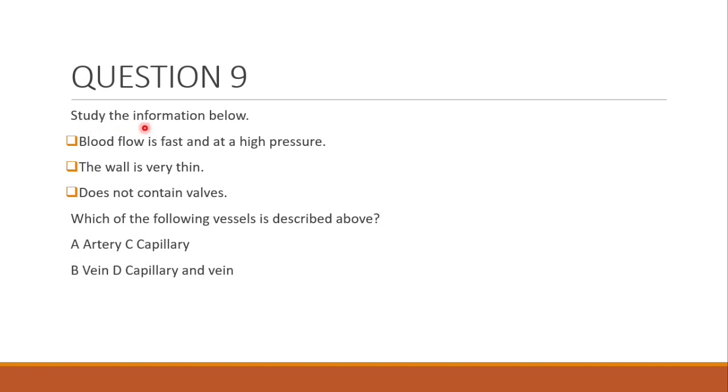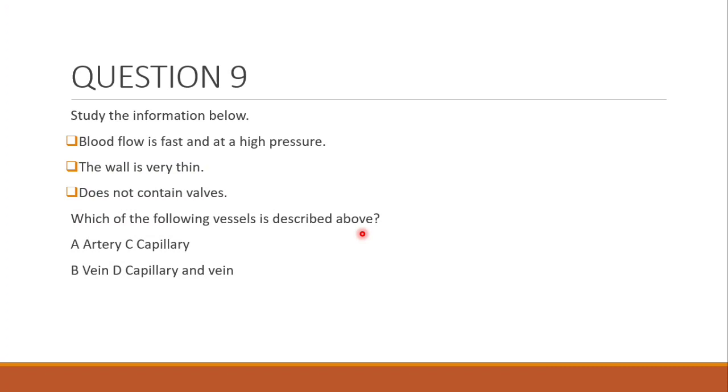Question 9. Study the information below. What's the information? Blood flow is fast and at high pressure. The wall is very thin. Does not contain valves. Which of the following vessels is described above?